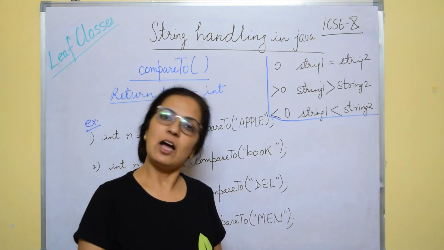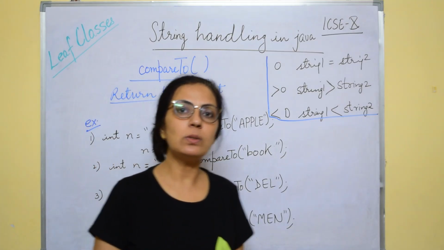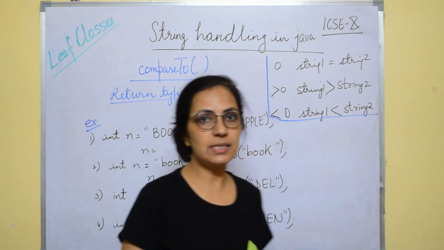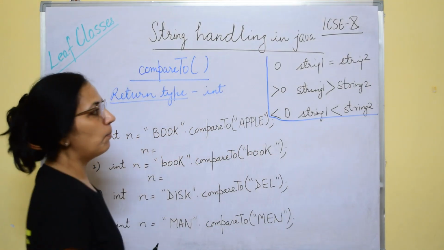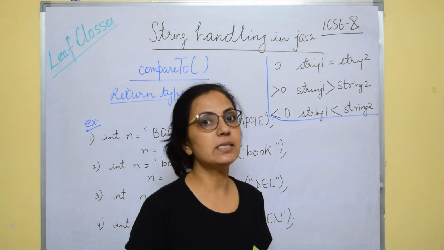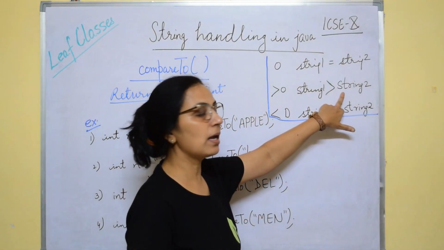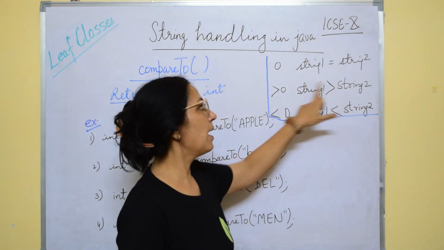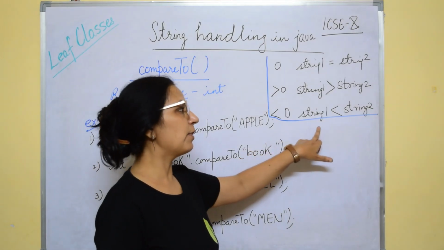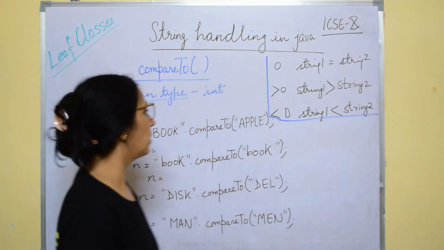Okay. Now we move on to the next function, compare to. This function also compares two strings, but the return type of the compare to function is int. Let's see how this function works. If both the strings are exactly equal, the answer will be 0. If the first string is bigger than the second string, the answer will always be greater than 0, and it will be negative if the first string is smaller than the second string. Let's see how it works.